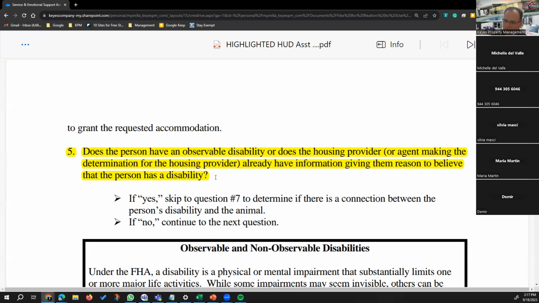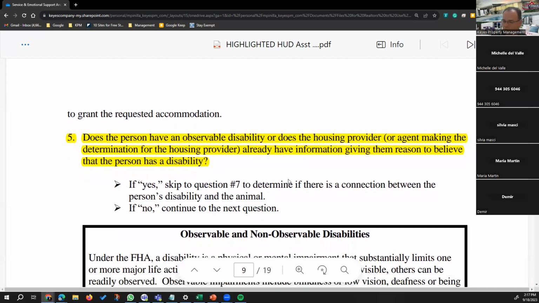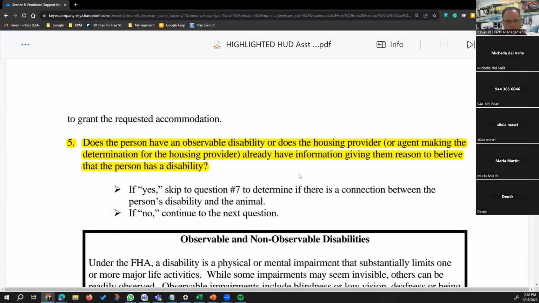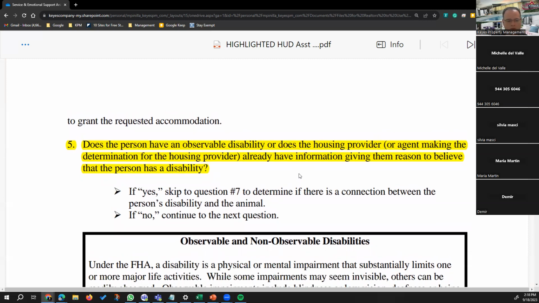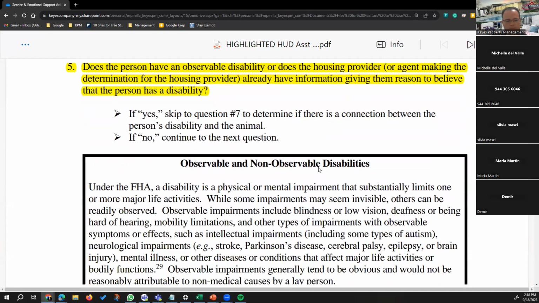And then they say, oh yeah, here's my doctor's note. My therapist wrote me a letter to have this emotional support animal, and they can go through that, and you guys have already been given the details. They may even tell you verbally, okay? If they do, then you can continue to move forward. If yes, then you have to skip to number 7. If no, then you continue the next question.